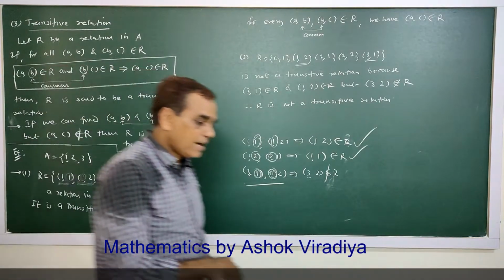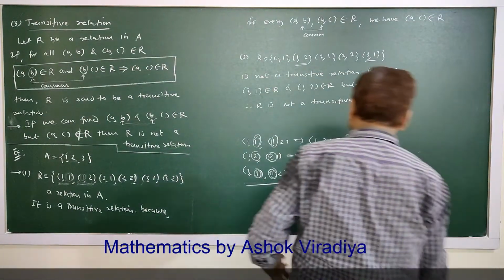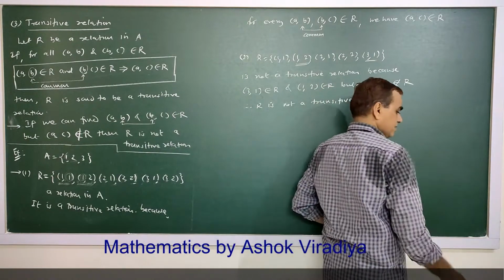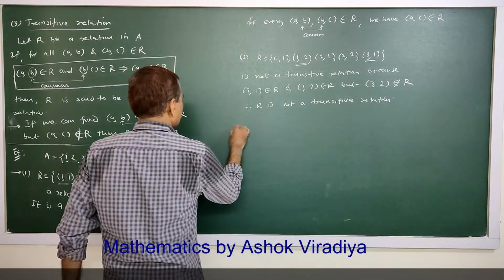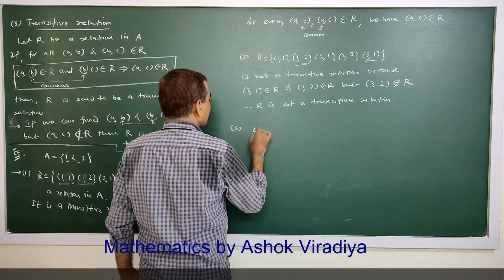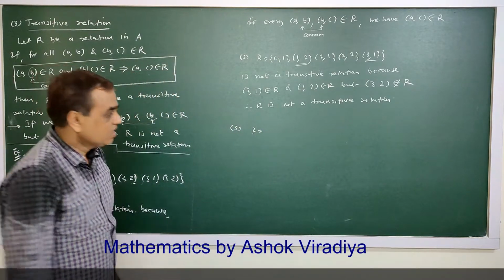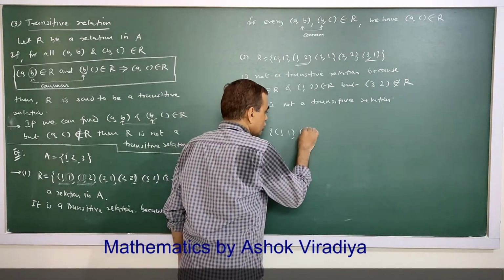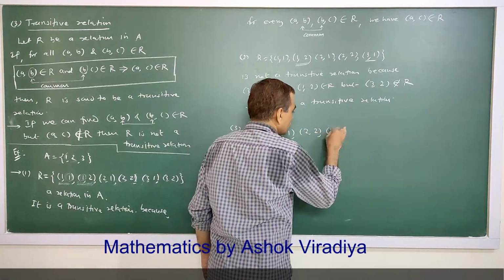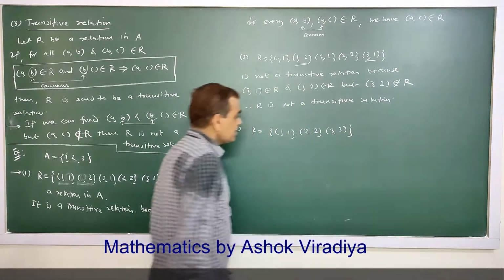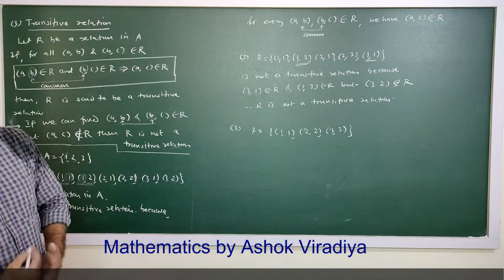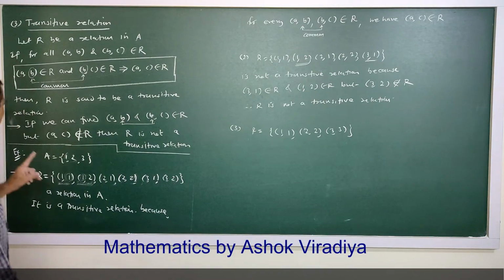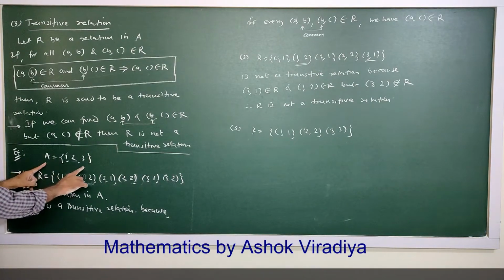Let me take one more example. Suppose I take a relation R, which includes (1,1), (2,2), (3,3). I take these three elements (1,1), (2,2), (3,3). This is a relation in set A.